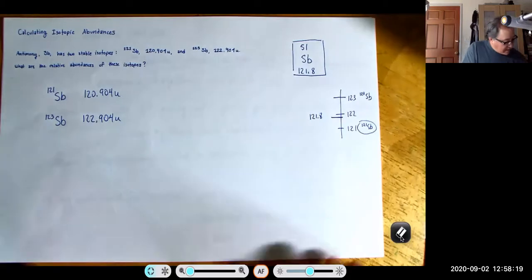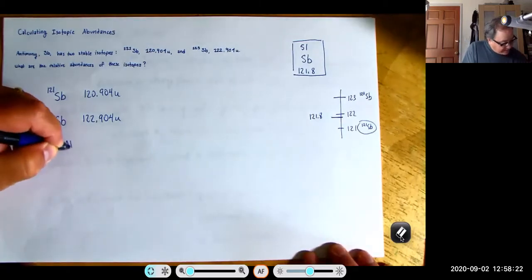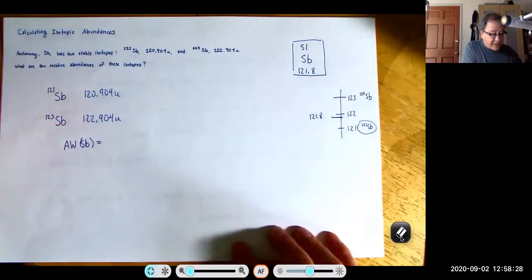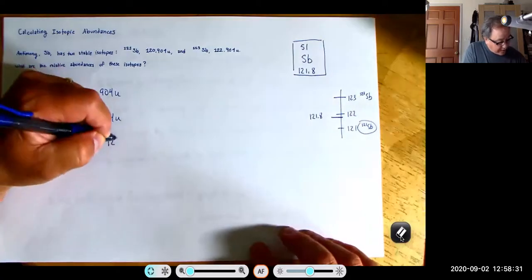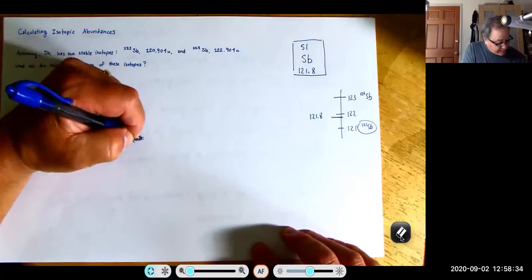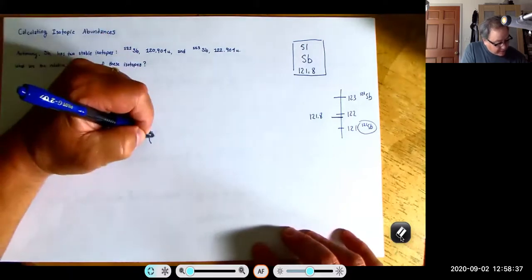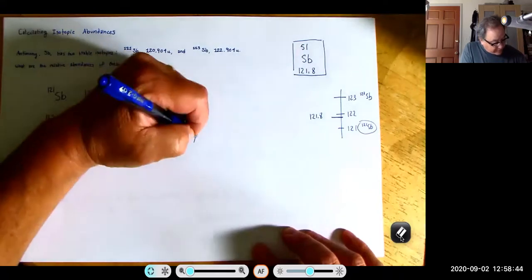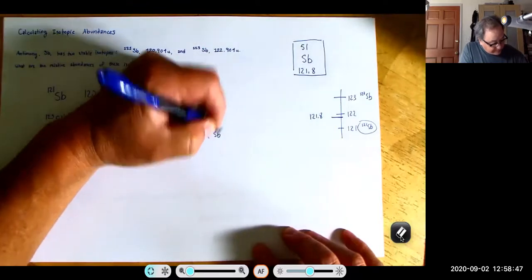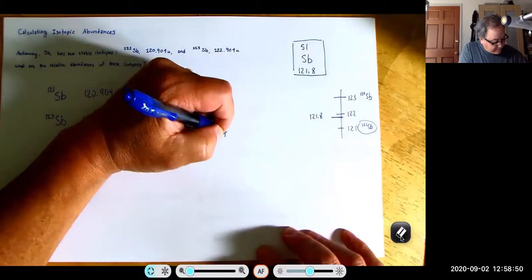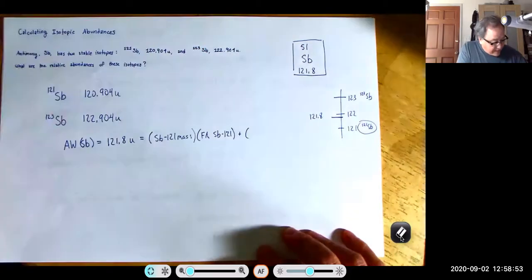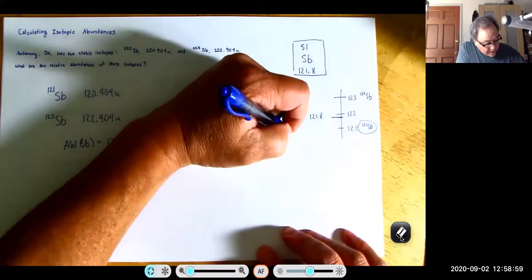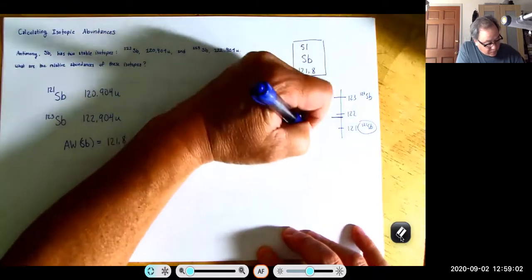Well, we set it up the same way we do everything else. And so here we would have that the atomic weight of antimony is equal to, in this case, we know the answer, 121.8 U, and that's going to be equal to the antimony 121 mass times the fractional abundance of antimony 121 plus the mass of antimony 123 times the fractional abundance of antimony 123.